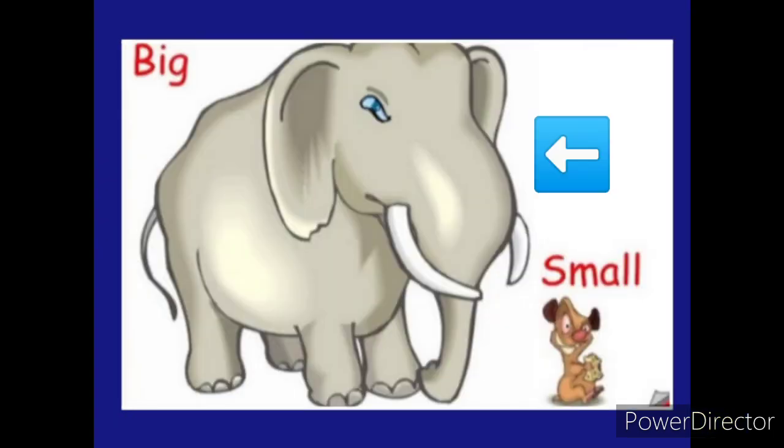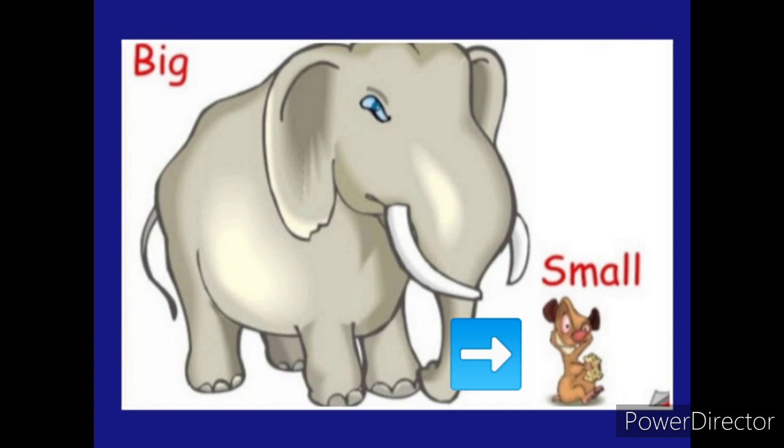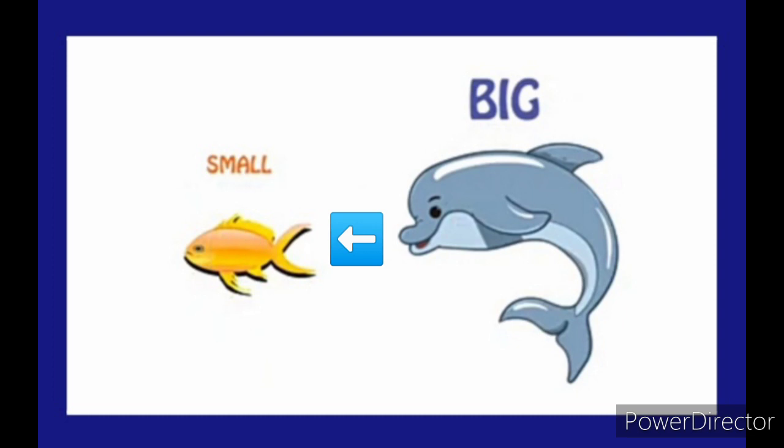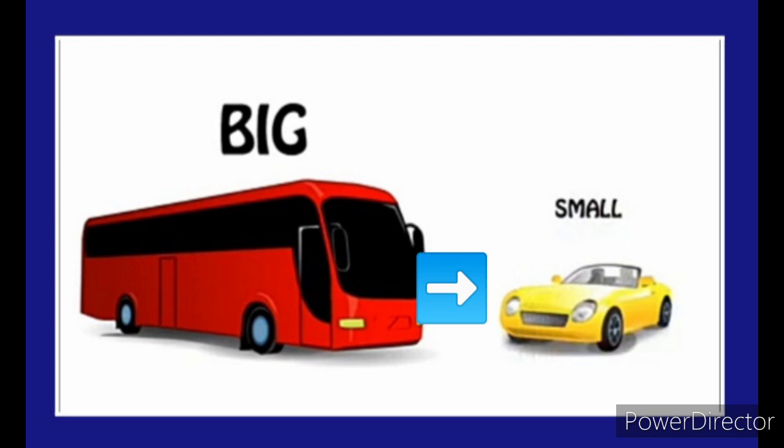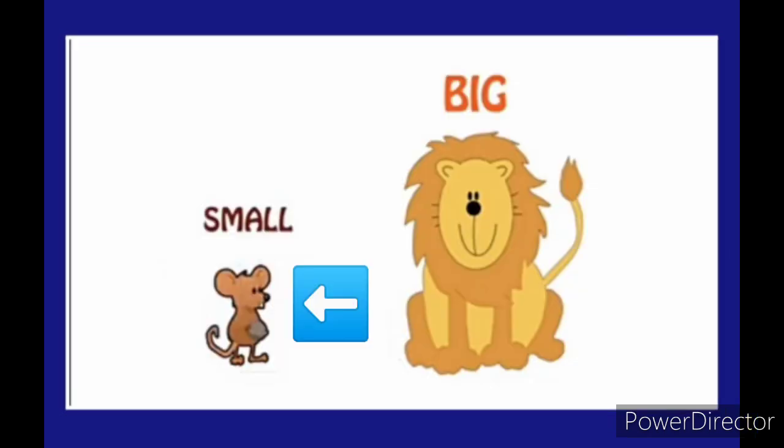Elephant is big and mouse is small. A goldfish is small and a dolphin is big. Bus is big and a car is small. A mouse is small and a lion is big.